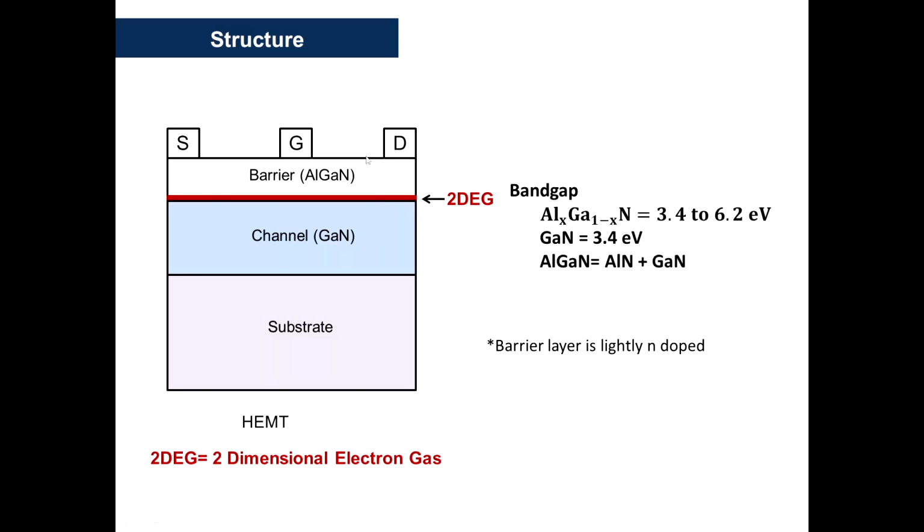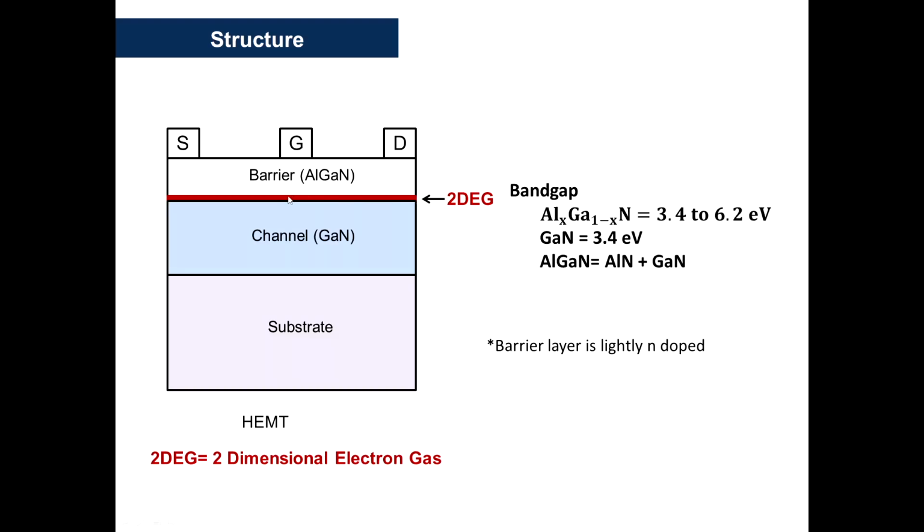Here we have used aluminium gallium nitride as the barrier layer and gallium nitride as the channel layer. The band gap of aluminium gallium nitride is not fixed, it can be varied from 3.4 to 6.2 electron volt. It depends on the composition of aluminium, so we can vary the band gap of aluminium gallium nitride, and the band gap of gallium nitride is 3.4 electron volt. So what we have done here, we have placed a high band gap material above a low band gap material, so their band gap is different. That is why we are calling it a heterojunction, not a homojunction.